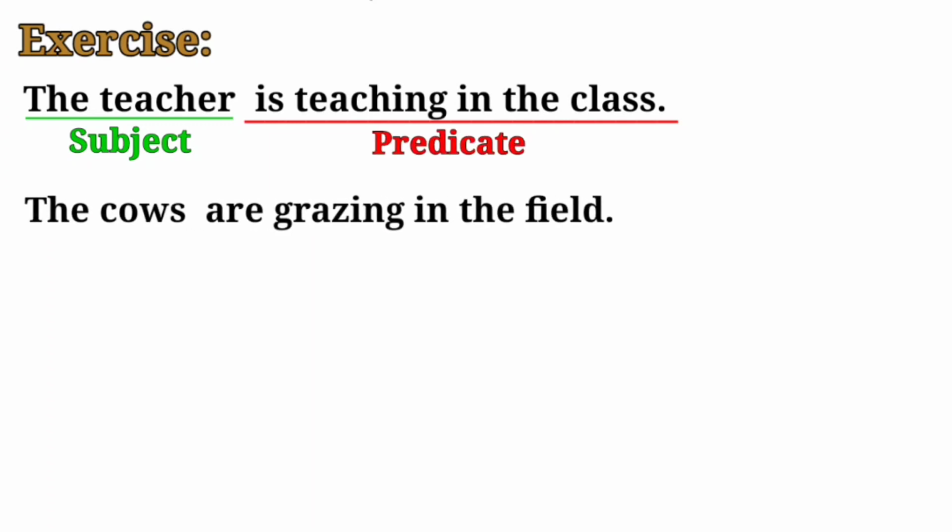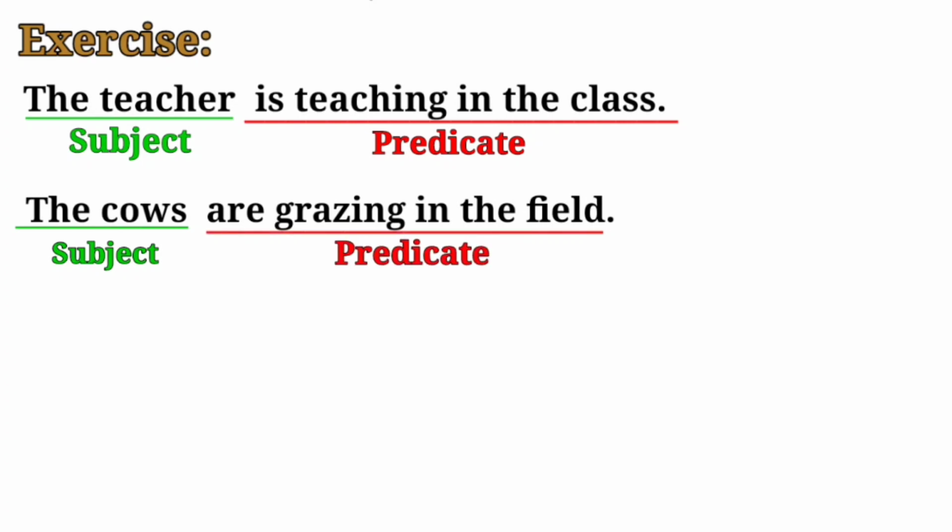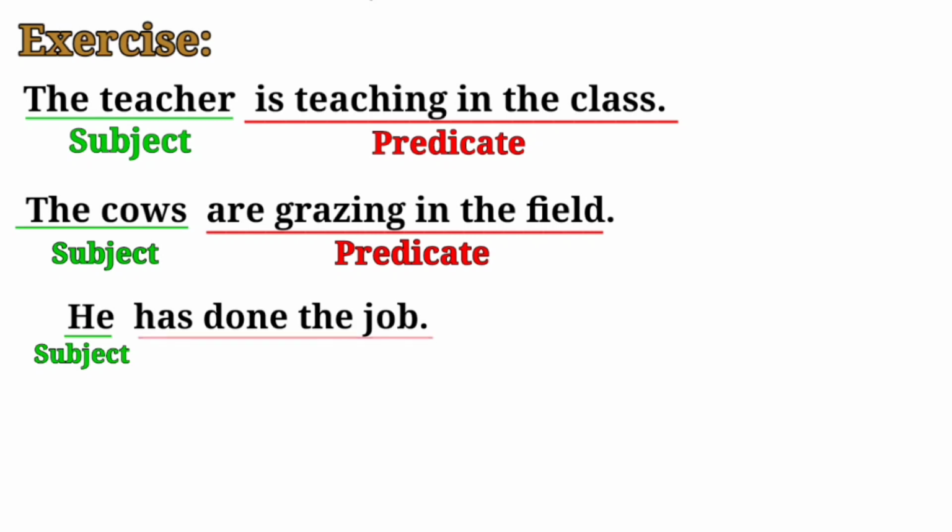The cows are grazing in the field. In this sentence, we are talking about the cows. So, the cows is the subject of this sentence and are grazing in the field is the predicate part. He has done the job. We are talking about he. So, he is the subject and has done the job is the predicate.